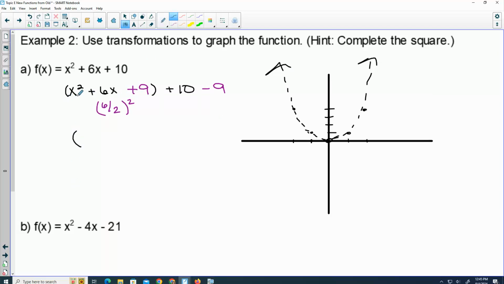Now we just made a perfect square, so it'll factor nicely. What multiplies to 9 and adds to 6? 3 and 3, so it'd be x plus 3 squared. Any questions to graph that? Yes. The plus 3 would move it left 3, and the plus 1?